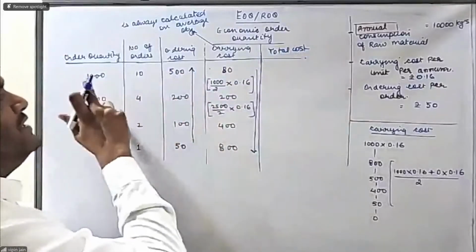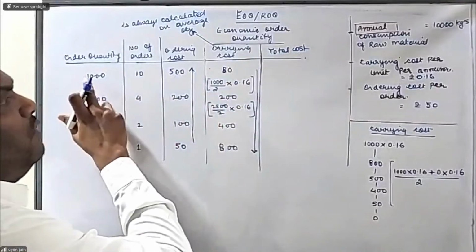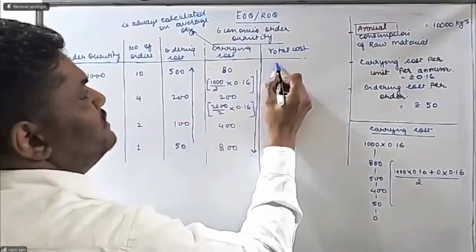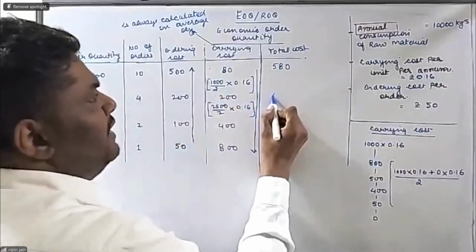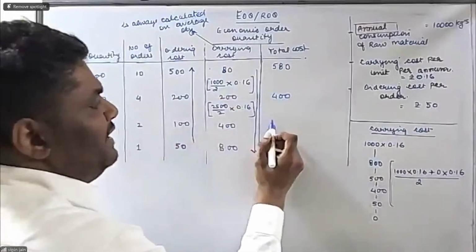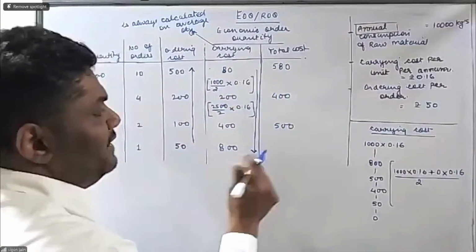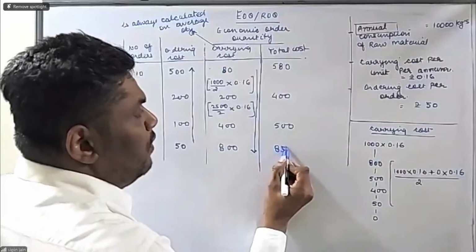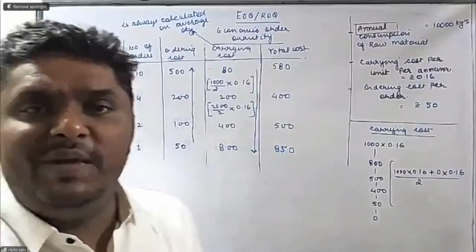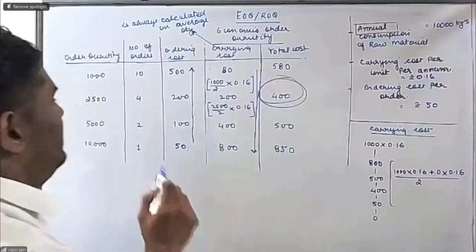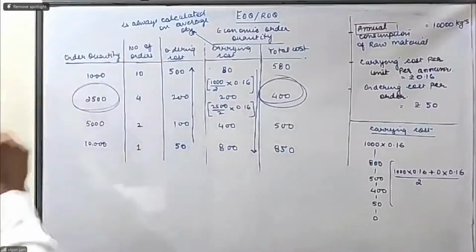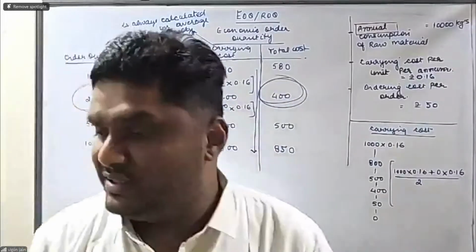500 is my ordering cost if we order 1,000 kgs in one go, and my carrying cost is 80. So total cost is 580. Here it is 200 plus 200, that is 400. Here it is 500 and here it is 850. So where is the cost minimum, and how much is the minimum cost? 400 rupees. And at what quantity? 2,500 units.